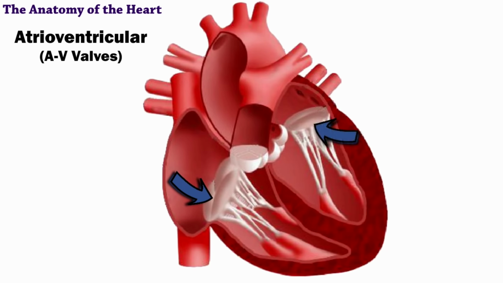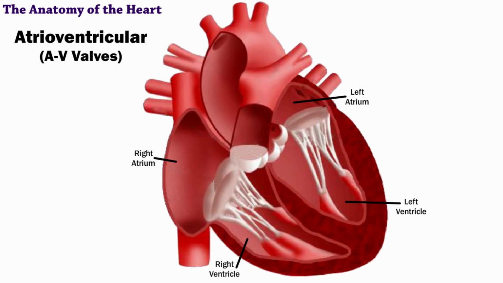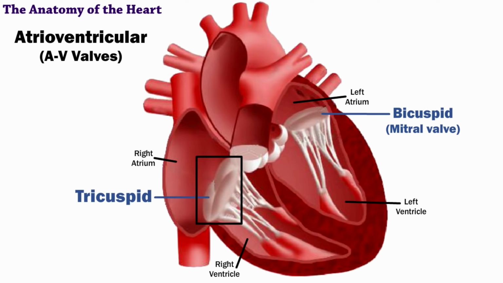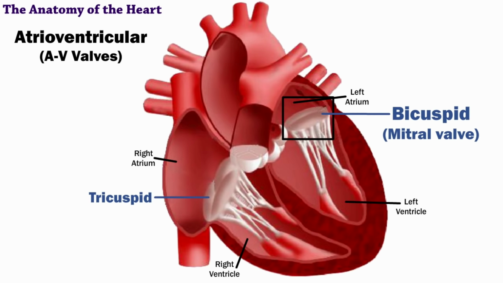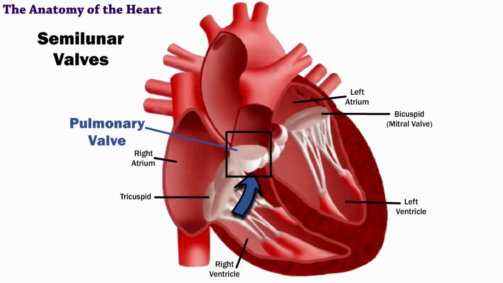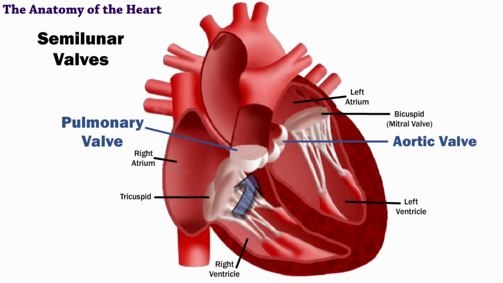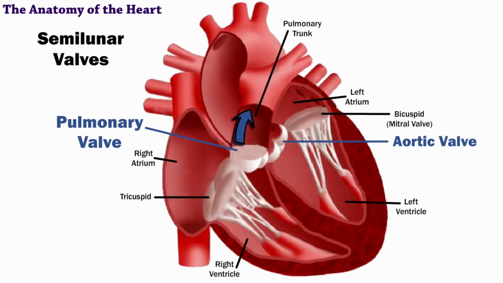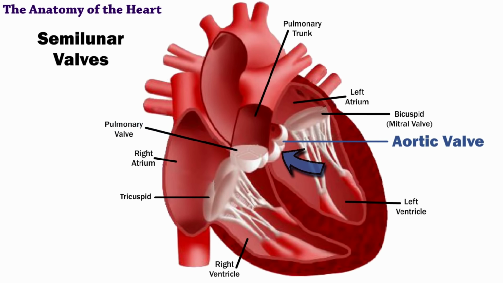The atrioventricular, or AV valves, are between the atria and the ventricles on each side of the heart. They are the tricuspid and the bicuspid, or mitral, valve. The tricuspid is on the right side, and the bicuspid, or mitral, is on the left side. There are also 2 semilunar valves, the pulmonary and the aortic. The pulmonary is between the right ventricle and the pulmonary trunk, and the aortic is between the left ventricle and the aorta.